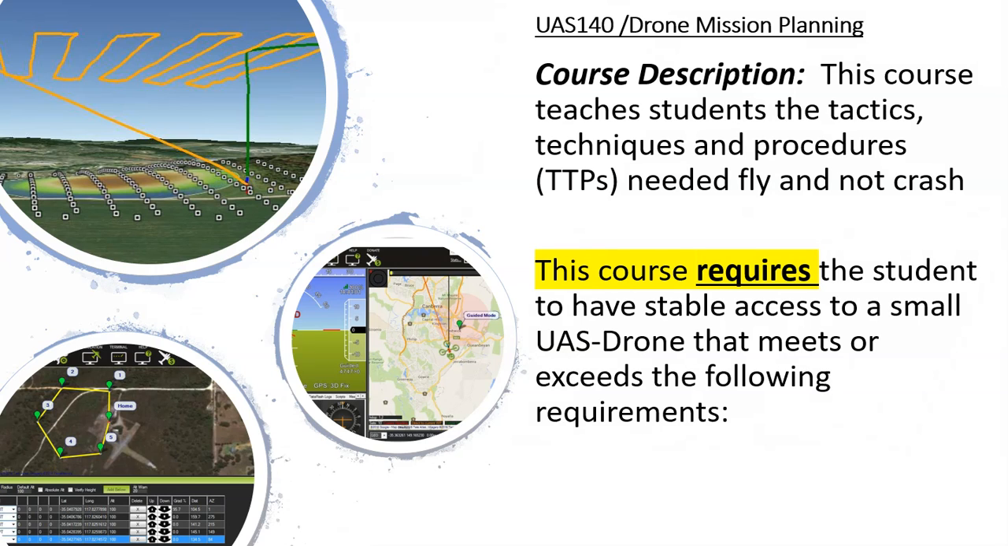The next course in the certificate program is the UAS 140 Drone Mission Planning. Now, this course teaches students the tactics, the techniques, and procedures needed to pre-plan and fly unmanned aerial systems drone missions, including how to create flight logs and pre- and post-mission planning reports, etc.